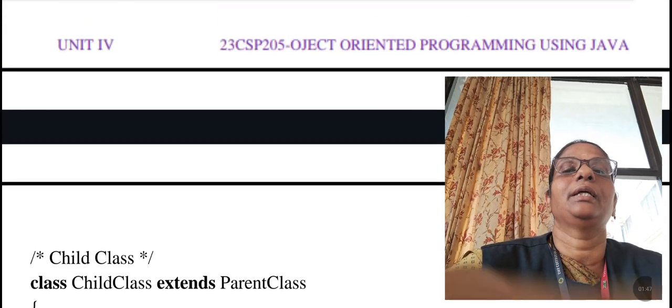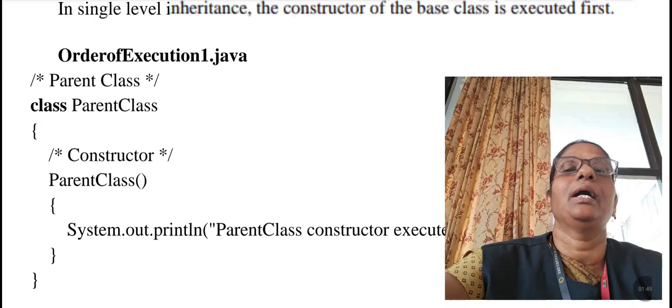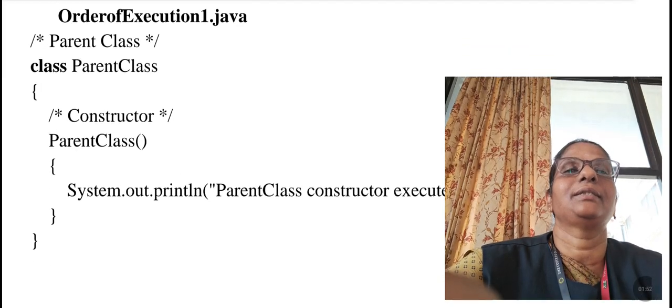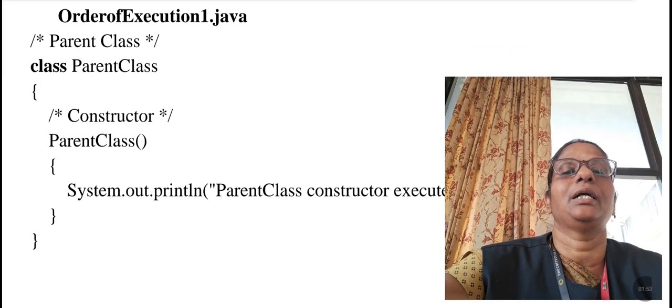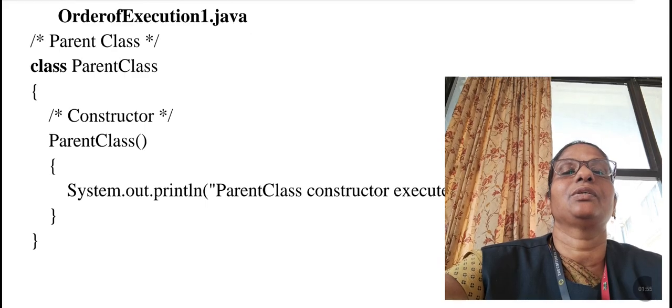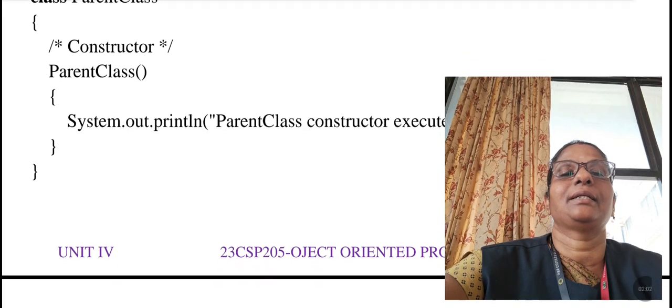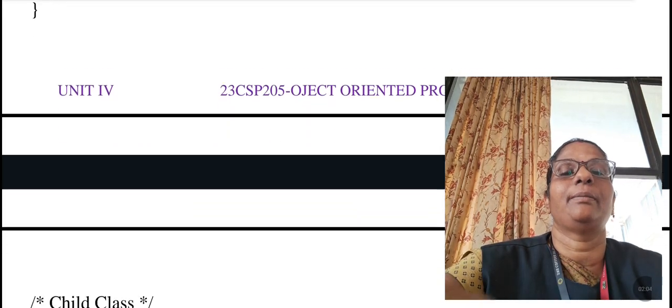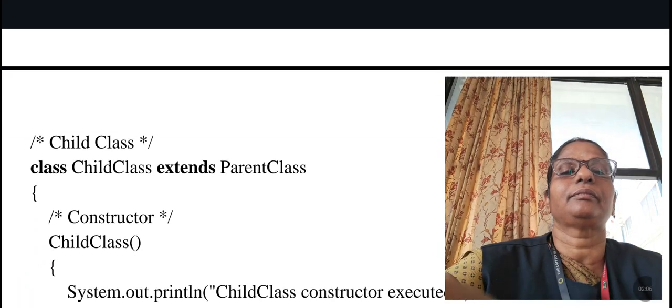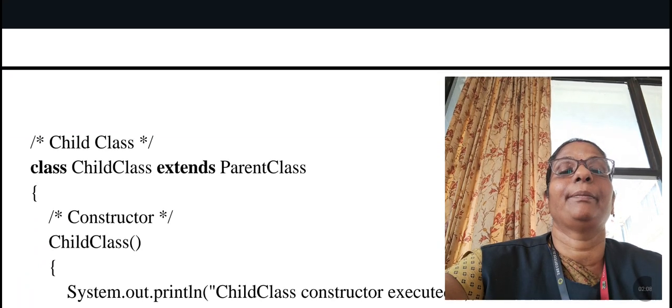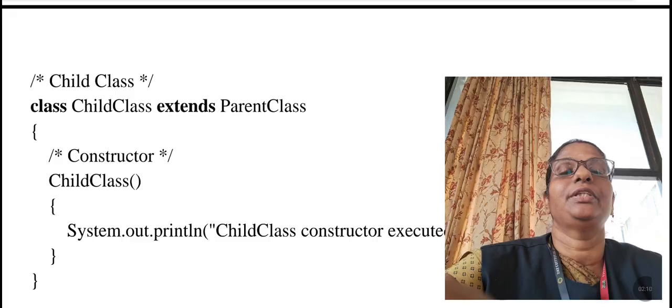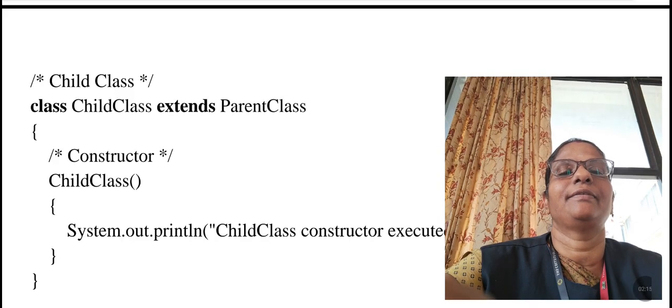Here we declare the parent class, and the constructor gets the same name as the class. This is called a constructor. Under the same class name, the parent class constructor comes, and here we give some output statements. The class that extends from the parent class is called the child class. So in single inheritance, one parent class and one child class are present.